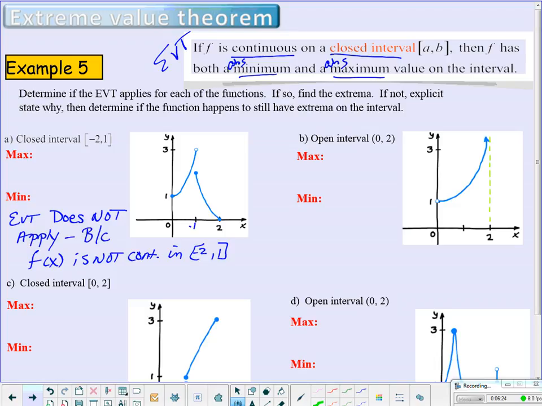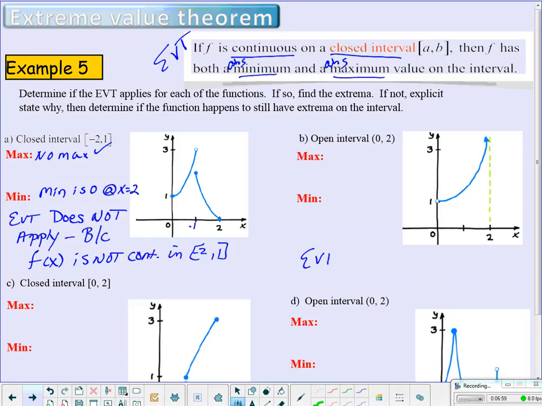So, do we have a min and a max? Well, no max on this because of the open circle up here. There is a min. The min is 0 at x equals 2. But the EBT would not apply. It doesn't guarantee that there's both a min and a max, and in fact, there was not a maximum on that one. On this one, do we have the EBT?